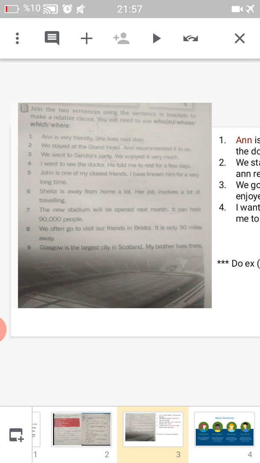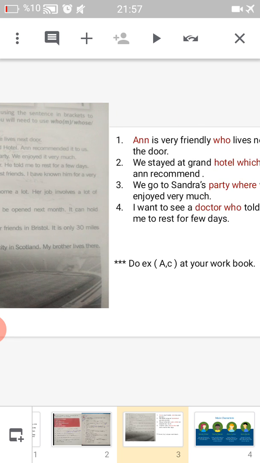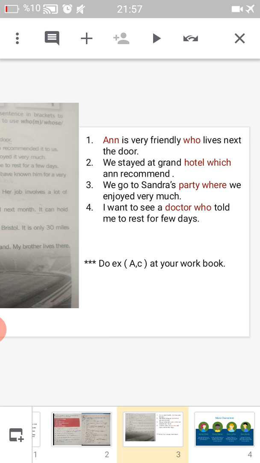Number three, we went to Sandra's party. We enjoyed it very much. It refers to Sandra's party. Sandra's party is a place where we enjoyed. So we will drop it and drop the full stop. The sentence will become: we went to Sandra's party where we enjoyed very much.